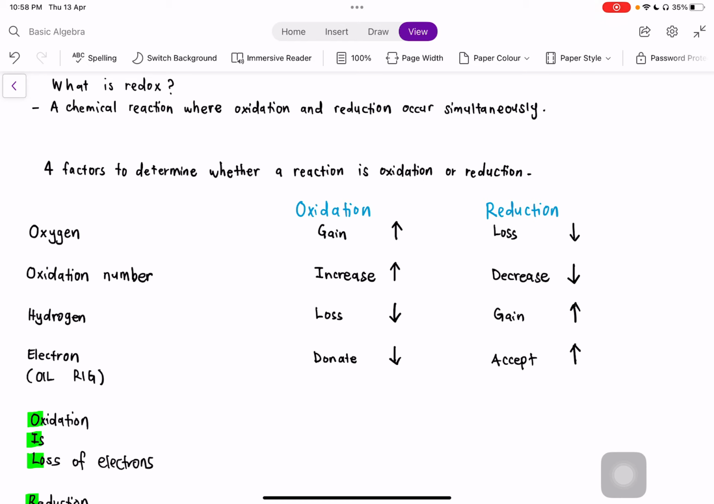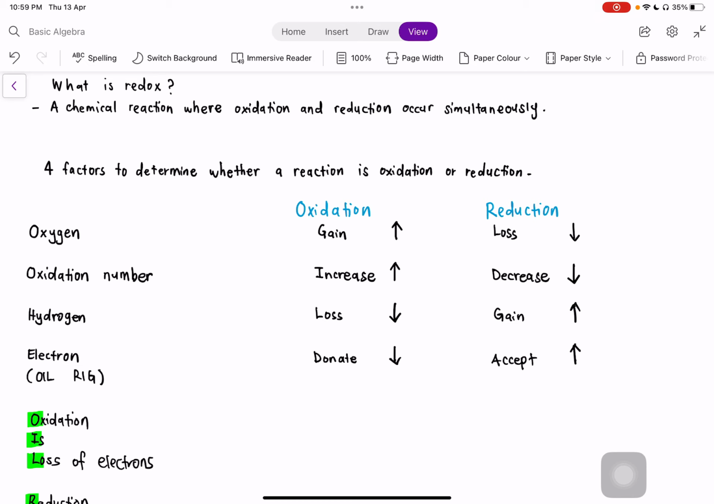If it increases in oxidation number, it undergoes oxidation. If it decreases in oxidation number, it undergoes reduction. If loss of hydrogen, it undergoes oxidation. If gains of hydrogen, it undergoes reduction. If it donates electrons, it undergoes oxidation. If it accepts electrons, it undergoes reduction.